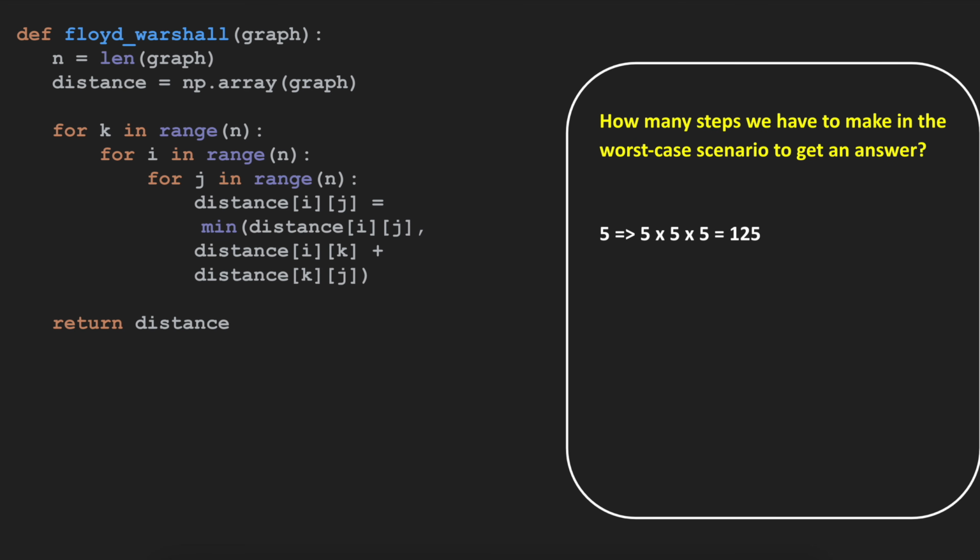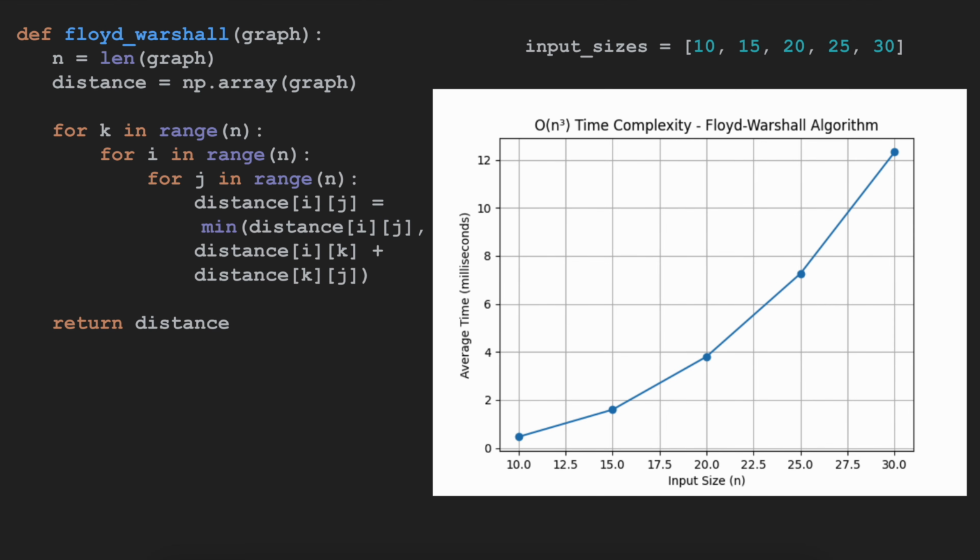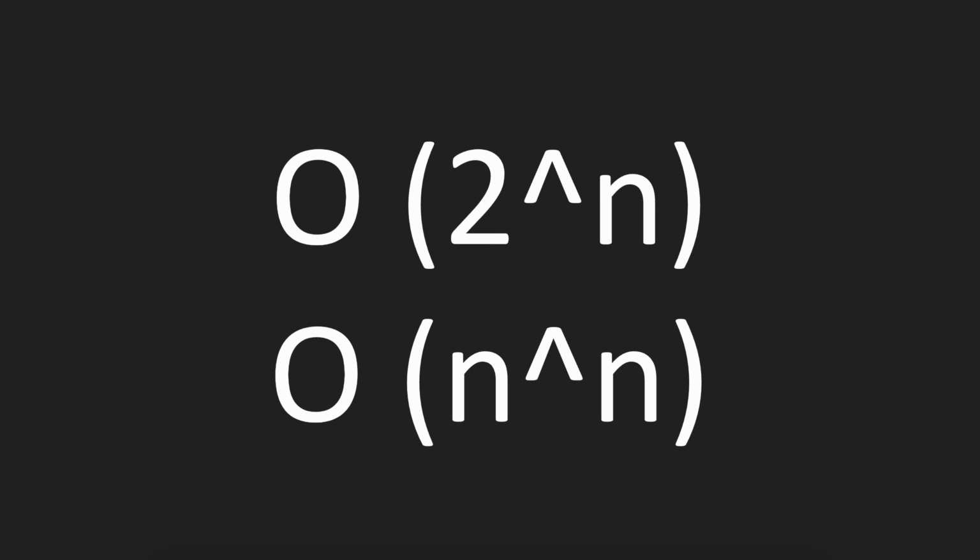And in this case, it will lead us to n to the power of 3, which means cubic time complexity. Again, we are running with the input sizes 10, 15, 20, 25, 30, so for 10 nodes, for 15 nodes, 20 nodes, and so on. As we can see here, the dependency of the runtime of an algorithm on the input size is cubic. It's worse than our previous time complexity, which is quadratic. So now let's go to the next one.